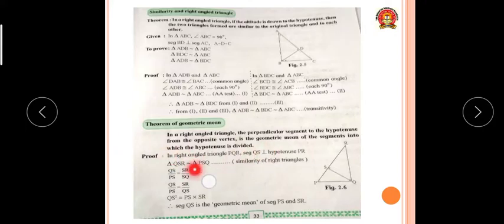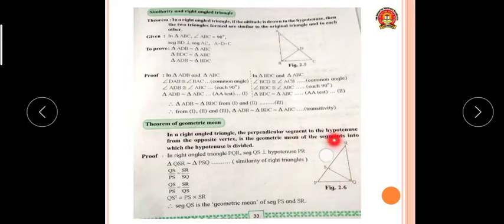According to the theorem, we can write QS upon PS is equal to SR upon SQ. SQ means you can write QS, so QS into QS is QS square. By cross multiplication, you will get QS square is equal to PS into SR. And this is called as: segment QS is the geometric mean of segments PS and SR.